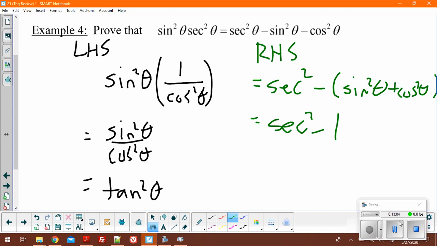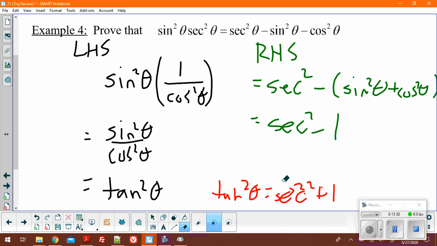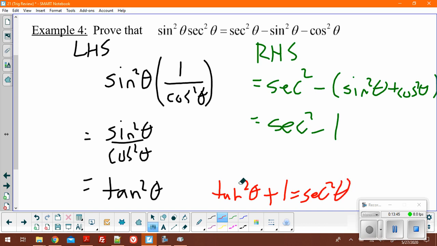Well, if you go to those identities in the back of the textbook, okay, under fundamental identities, it says tan squared plus 1 is equal to secant squared. So I'm just going to jot that down underneath here for a second. This is the identity I'm going to use. Okay, whoop, back that up. I got ahead of myself there. It's tan squared plus 1 equals secant squared.